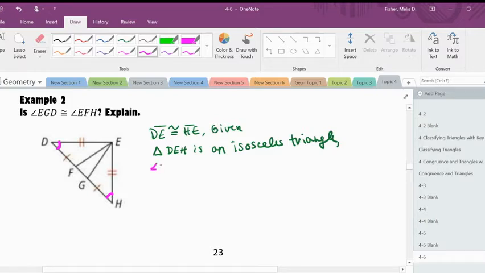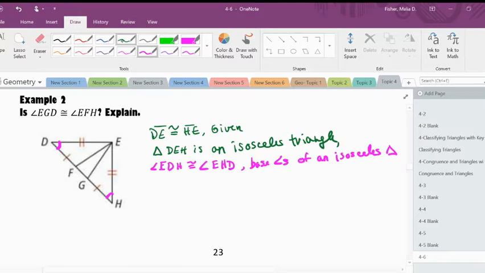Because angle EDH is congruent to angle EHD, and those are base angles of an isosceles triangle. So now I can make the statement that triangle EDF is congruent to triangle EHG, because of the side angle side congruency theorem.